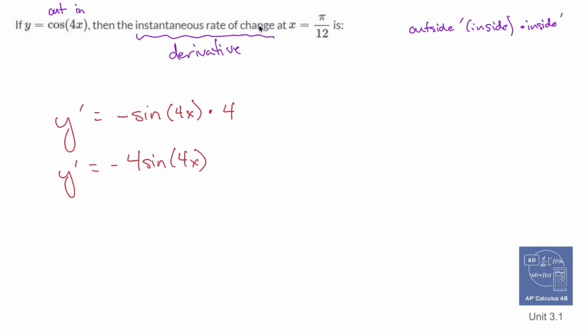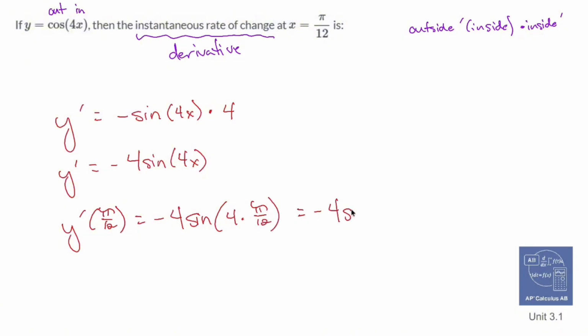Now what I have to do is find what happens when x is pi over 12. So y prime of pi over 12 is going to be negative 4 sine of 4 times pi over 12, which is going to be negative 4 sine pi over 3. You know from pre-calculus that sine of pi over 3 is going to be root 3 over 2. So let's write that out.